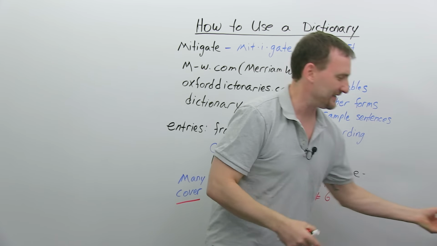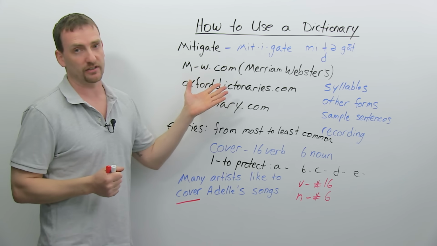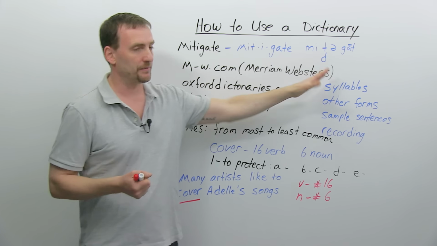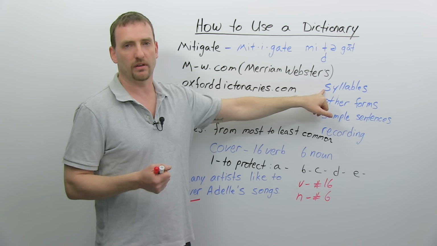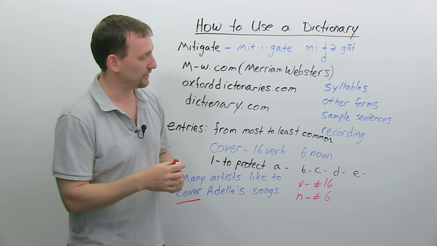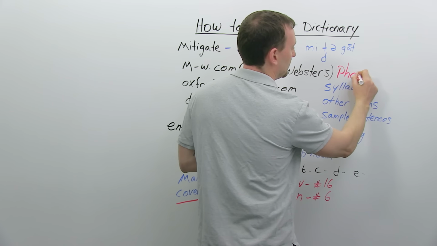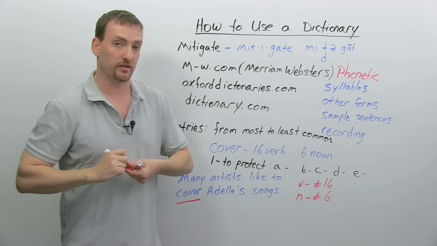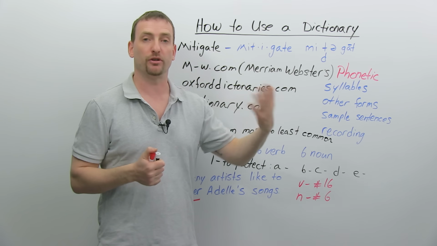So let's move on from there. However, there are, of course, advantages to the online dictionaries as well. Firstly, and some of these things will be the same, some of them will be different. All of them will give you the syllables, and I forgot to mention here, the phonetics. The phonetic spelling of the word. Now, what does phonetic mean? It means the sound of the word, how to pronounce it.